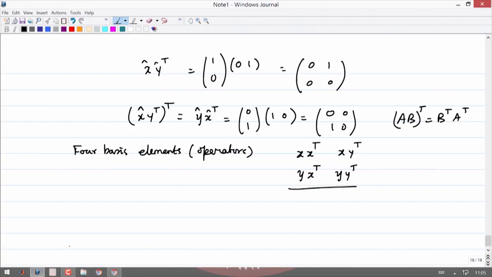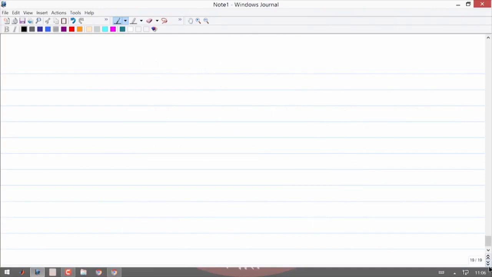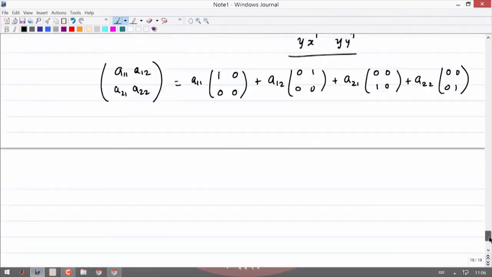Now, these four elements are such that if you write A11, A12, A21, A22, in matrices using the elementary matrices, this is nothing other than A11 times (1, 0, 0, 0) plus A12 times (0, 1, 0, 0) plus A21 times (0, 0, 1, 0) plus A22 times (0, 0, 0, 1). Okay? Now, you see immediately the representation of the operators coming into picture for us.